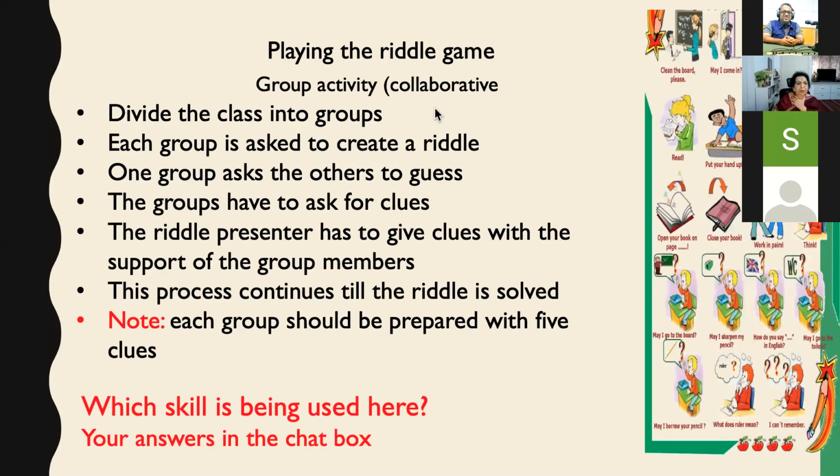So here's an activity for riddles in the class. We can divide the class into 2 groups. One group creates a riddle, or each group creates a riddle and asks the others. They should have 5 clues ready with them, and they should be able to answer that. So this process will continue while the riddles are on, and they can find the answers. So which skill do you think is being used here? Which skill is being used here?